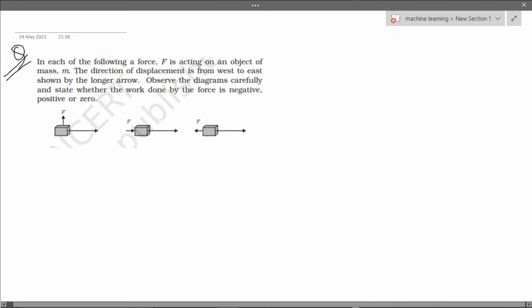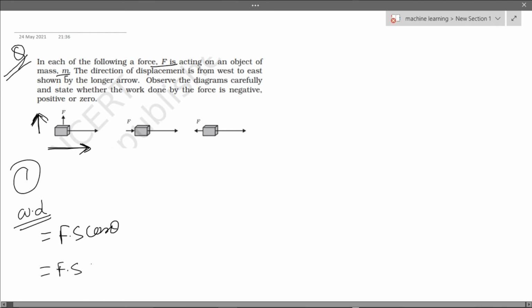Move on to the next question. In each of the following, force F is acting on an object of mass m. The force is given in this direction and the displacement is from west to east. In the first case, the force is perpendicular to the displacement. So the work done is F into S cos theta. Here theta is 90 degrees, cos 90 is equal to 0. So the work done is 0.